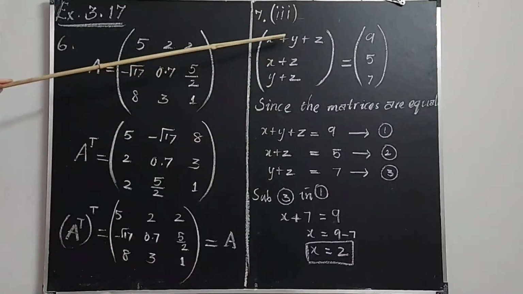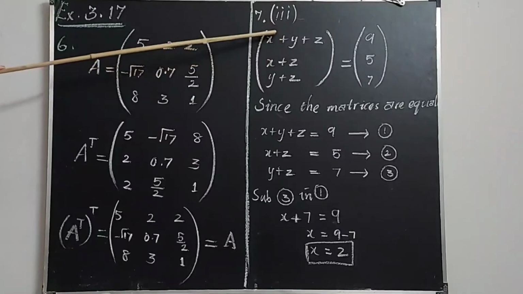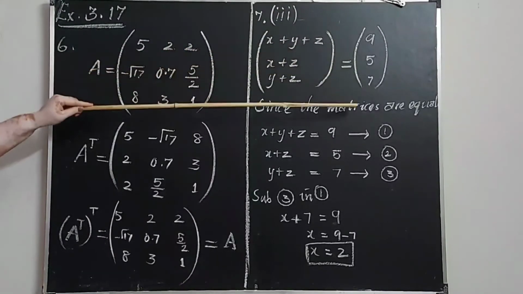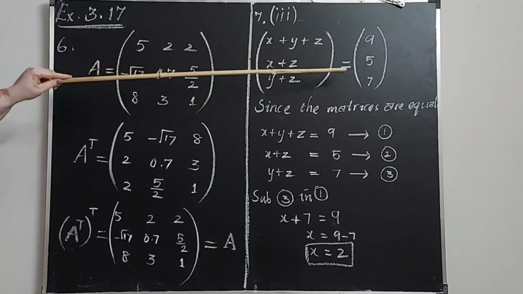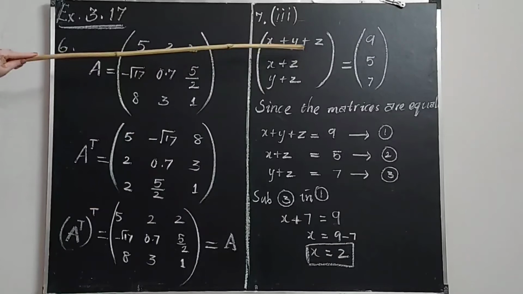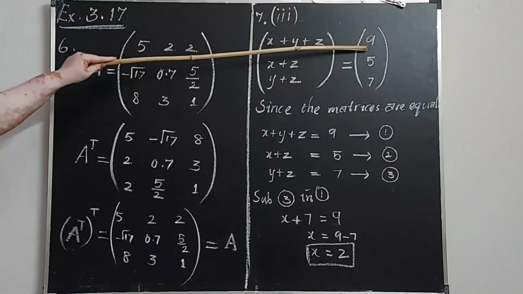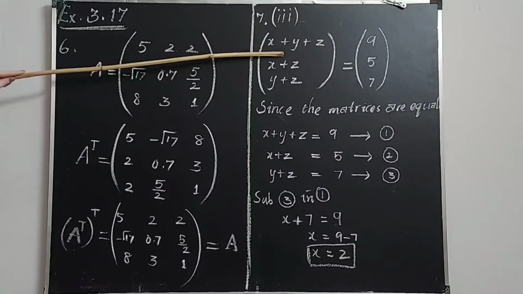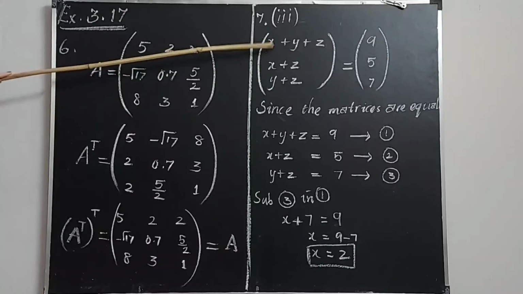So this is of order 3 by 1. 3 rows and only one column. And here also 3 rows, 1 column. And since the matrices are equal, their corresponding entries are the same. What are the corresponding entries? First row, first column is equal to first row, first column. This is a single element. People shouldn't think that these are 3 elements. This is a single element.